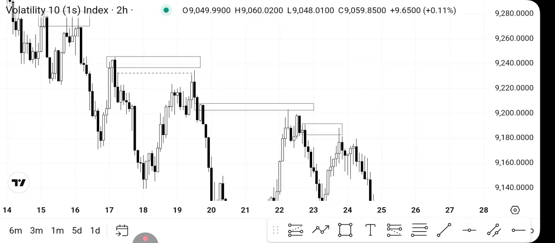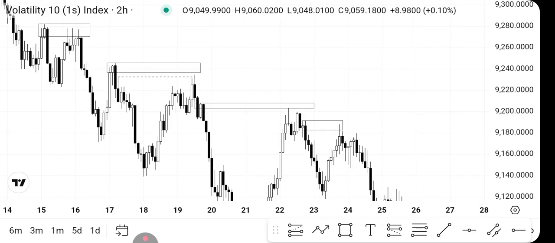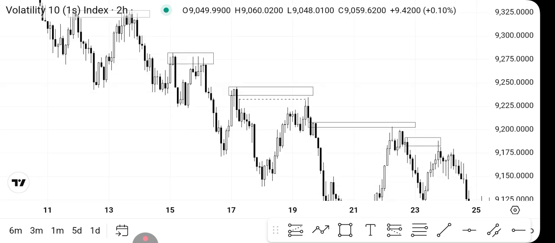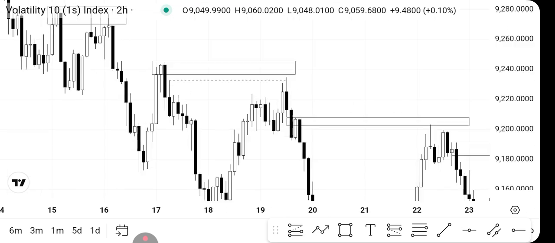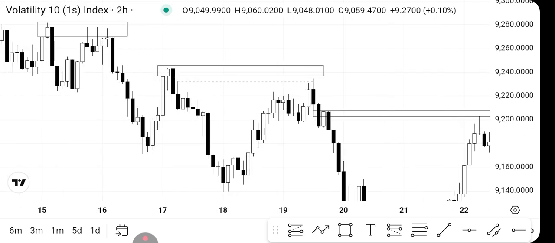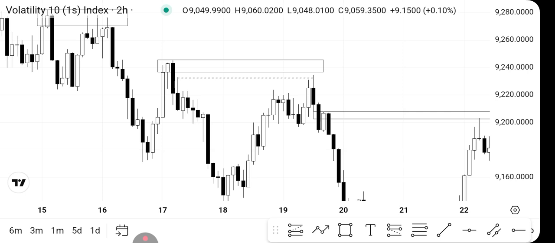Now let's dive right into the chart. I've marked most of them already, so let's start with this. You can see this right here.